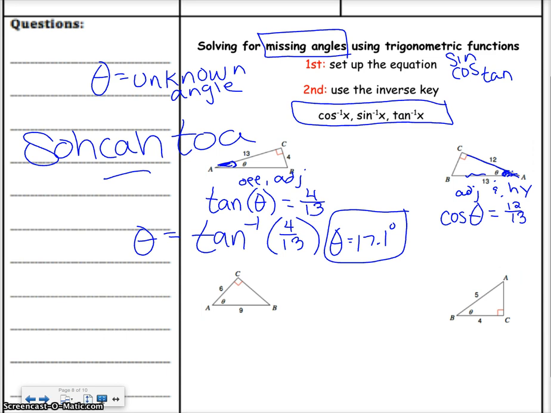Now I need to figure out what theta is. I can't divide by cosine because it doesn't make any sense. So I take the inverse of the cosine. So I say theta is the inverse cosine of 12/13. And that is 22.6. Theta equals 22.6 degrees.